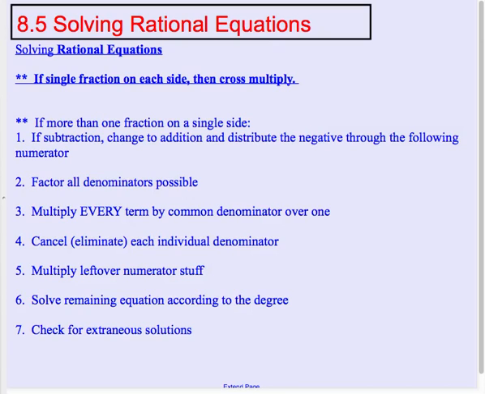So if you have more than one fraction, what you want to do is, again, subtraction, change it to addition, and distribute the negative. Factor, multiply every term by the common denominator, and what that will do is you can cancel the denominators so that you're left with a regular equation. And then, of course, check your solutions. I missed the first one. If you have a single fraction on each side, if you have a proportion, we just cross multiply.